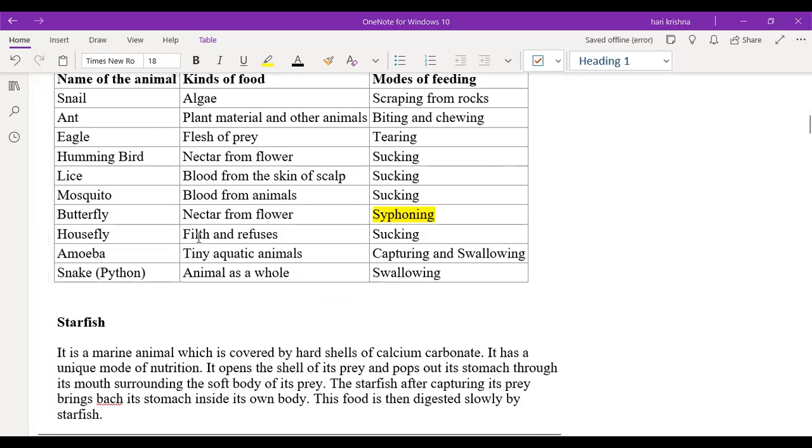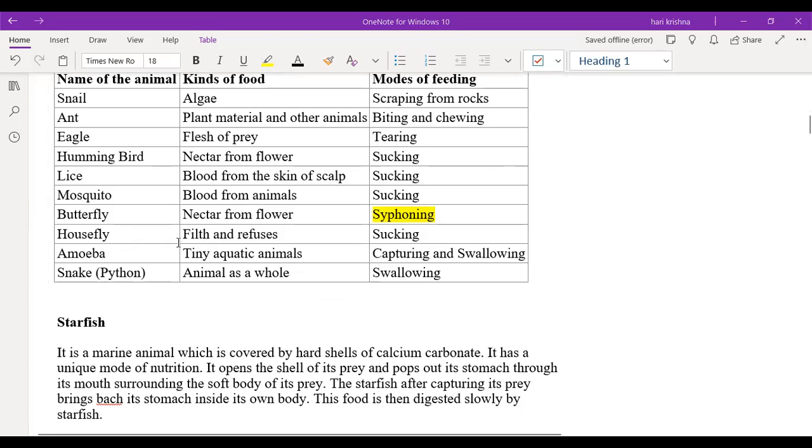Then what is siphoning? Siphoning is a mode of feeding, nearly like sucking, sir. Yeah, it's similar to sucking, but somewhat different. If you take a mosquito, it has a long tube-like structure, right? But butterflies don't have that part. So the mode of nutrition is different here.